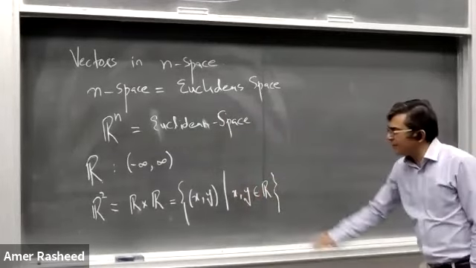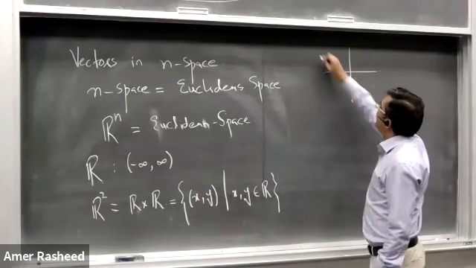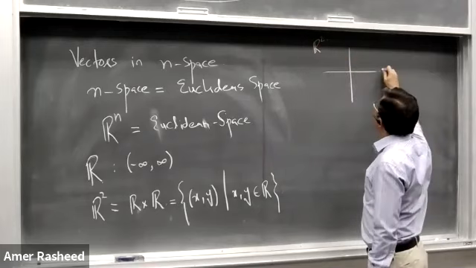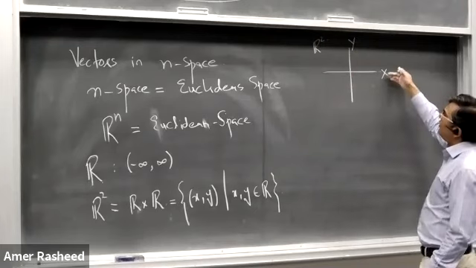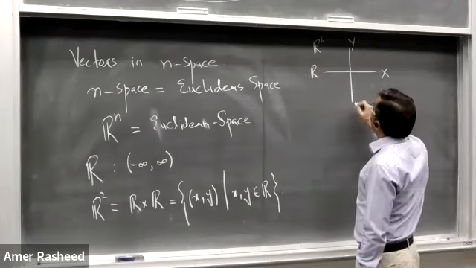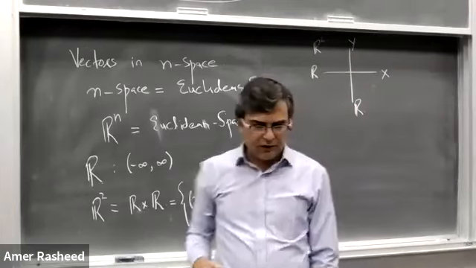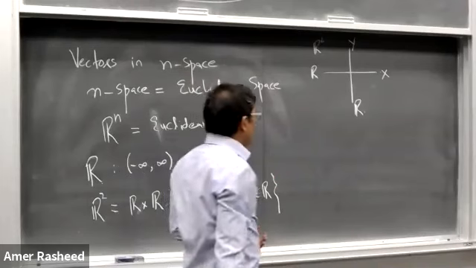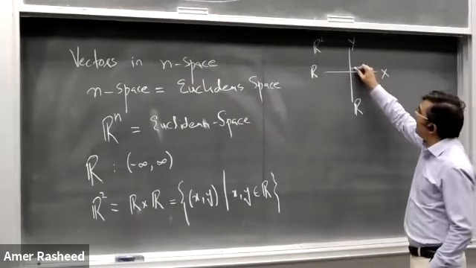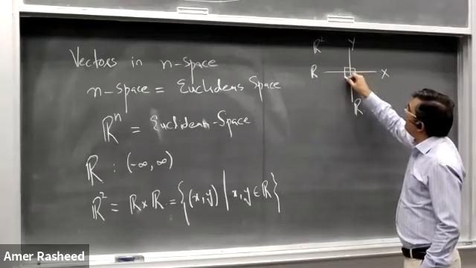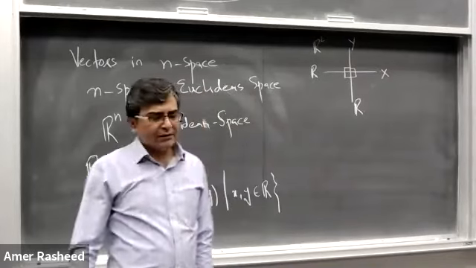What is the graphical interpretation, the graphical representation of this R square? Graphical representation of R square is basically the XY plane. Here you put X, here you put Y. They are both mutually perpendicular real lines. Okay, mutually perpendicular or mutually orthogonal lines, because they are making a 90-degree angle with each other. So this is your R square.